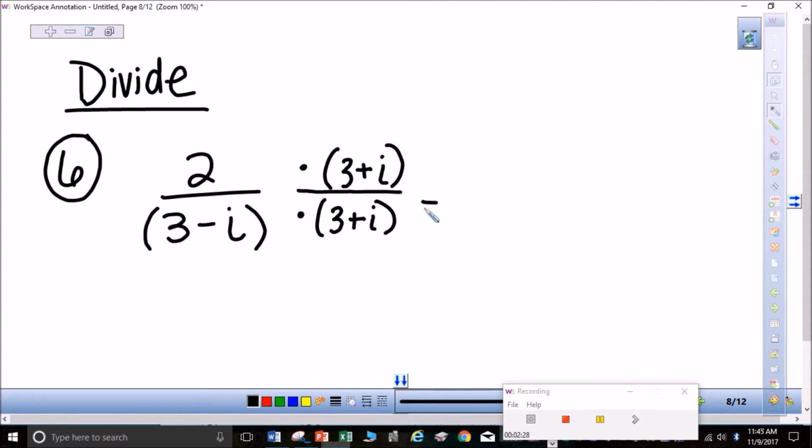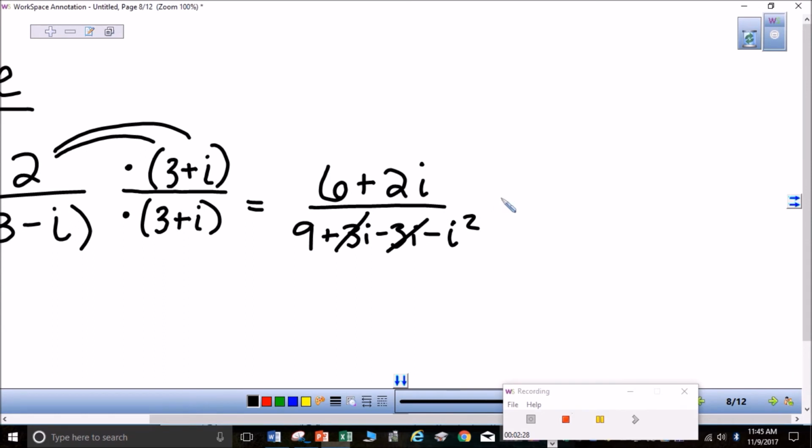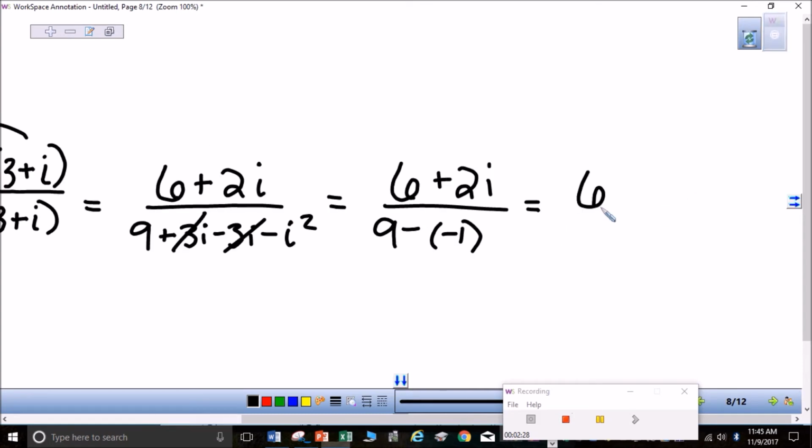So I'm going to add some parentheses there. We're going to go ahead and distribute on the numerator. So we get 6 plus 2i. On our denominator, we're going to FOIL. So we've got 9 plus 3i minus 3i minus i squared. All right. So the plus 3i minus 3i cancel. So remember that i squared is really -1. So that's going to turn into 9 plus 1 on the denominator, which is 10.